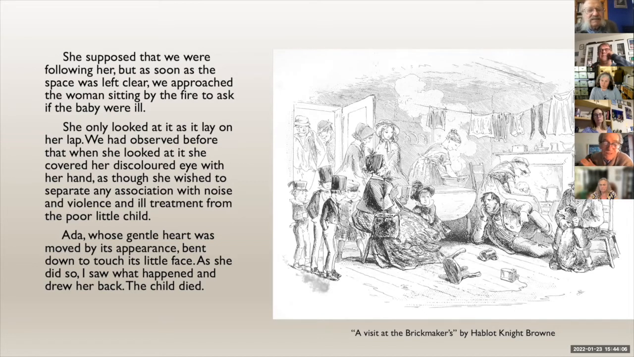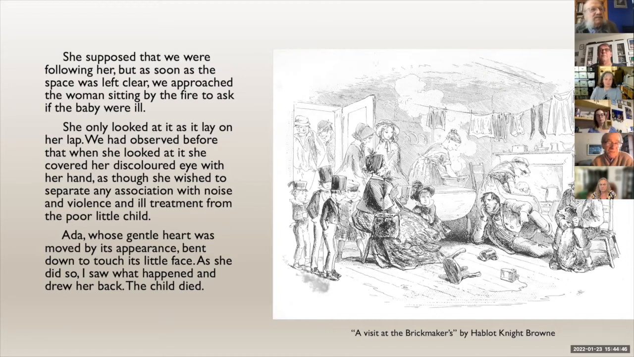Outside the door, we see a couple of working class men. To the right, we see two brickmakers, one man lying on the floor with his head in his hands, and a dog. If you look closely at the dog, you'll see his teeth are bared. The dog is not happy at this intrusion into the family home. And then in the background, we see the two women, one of them doing the washing and hanging it up, and the other nursing a child. So let me read the passage.